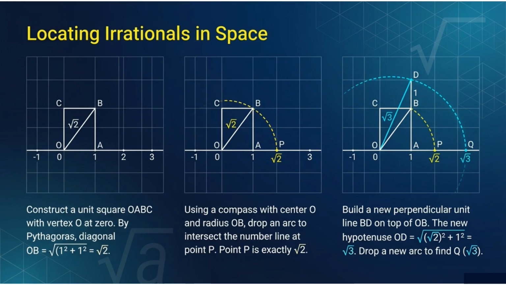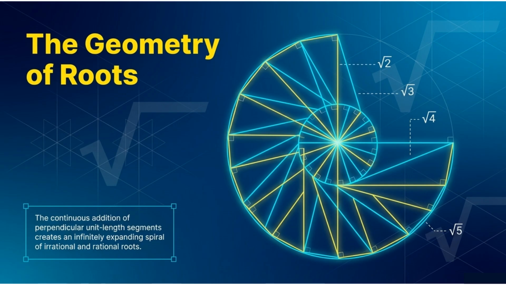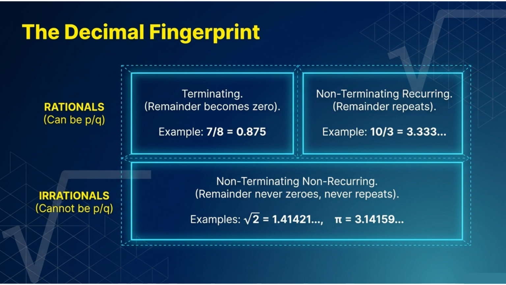Irrational numbers can be precisely located on the number line using geometry. Starting with a unit square, the hypotenuse is the square root of 2. Using a compass, this length can be dropped to point P on the number line. By continuously adding perpendicular unit-length segments, we can create an infinitely expanding spiral that geometrically illustrates various irrational and rational square roots.